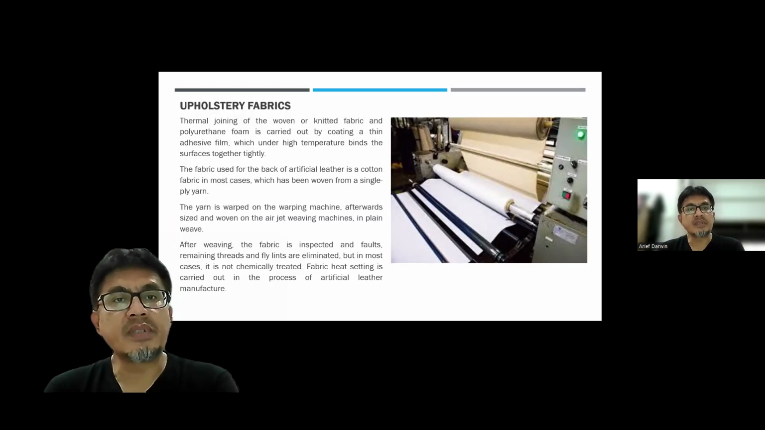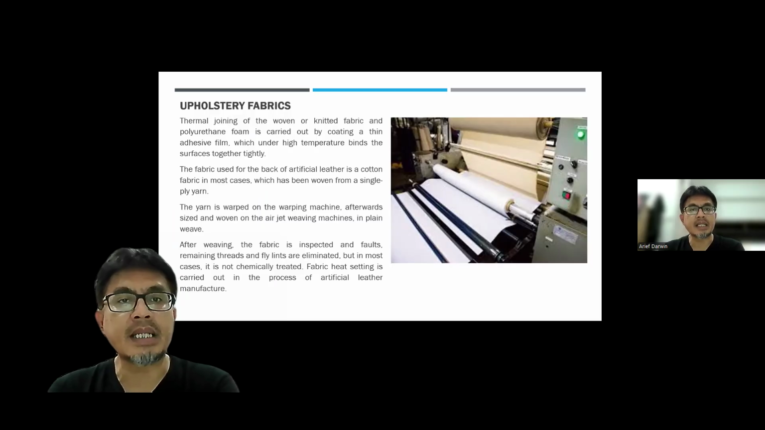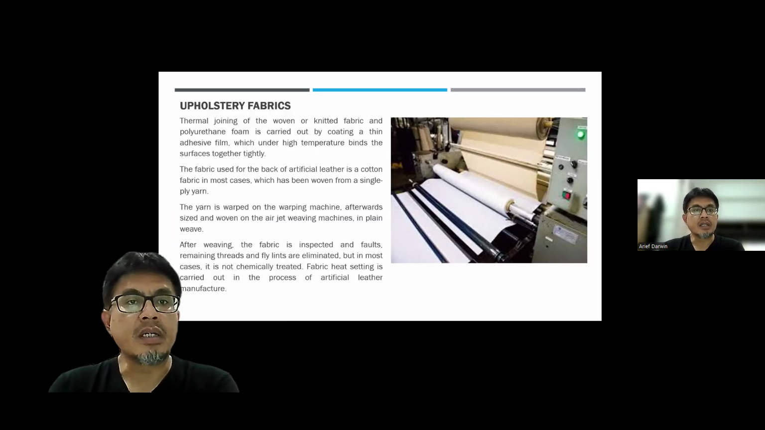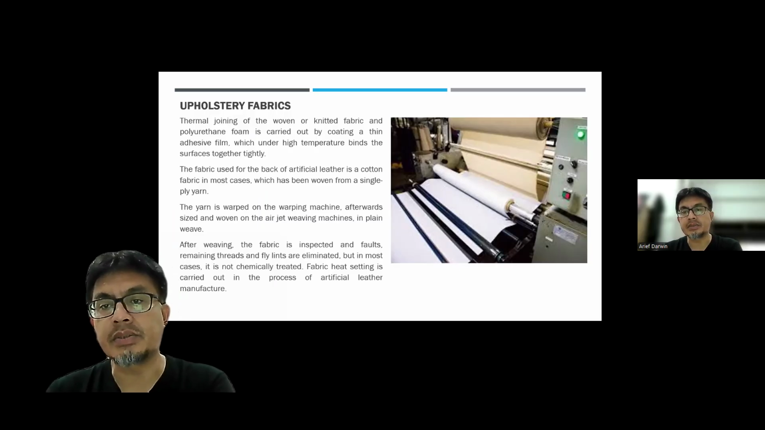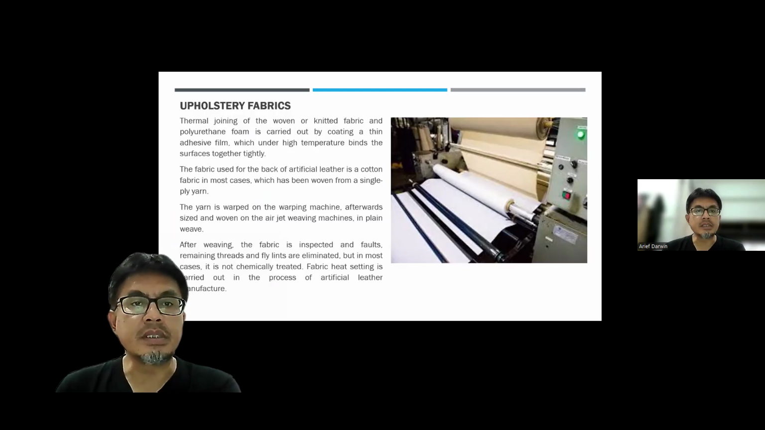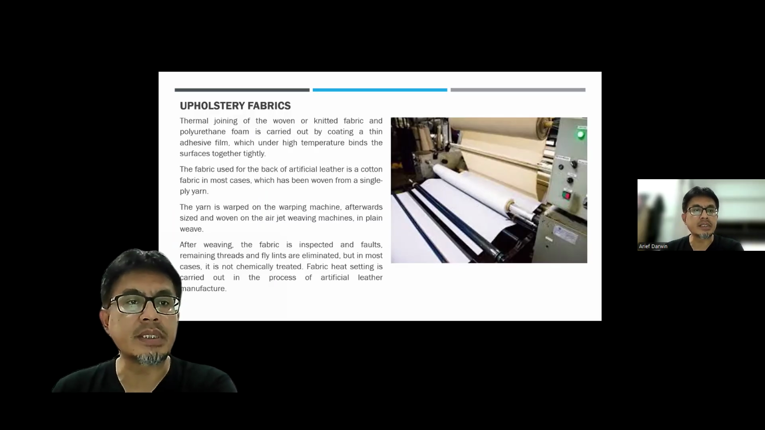Thermal joining of the woven or knit fabric and polyurethane foam is carried out by coating a thin adhesive film, which under high temperature binds the surfaces together tightly. In the picture on the right side, this is an illustration of how the bonding happens.